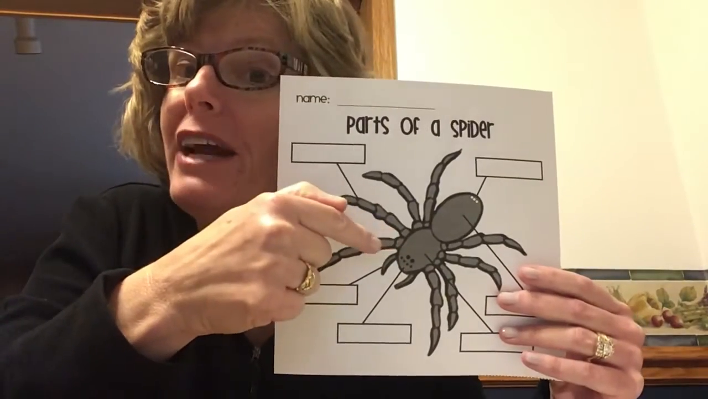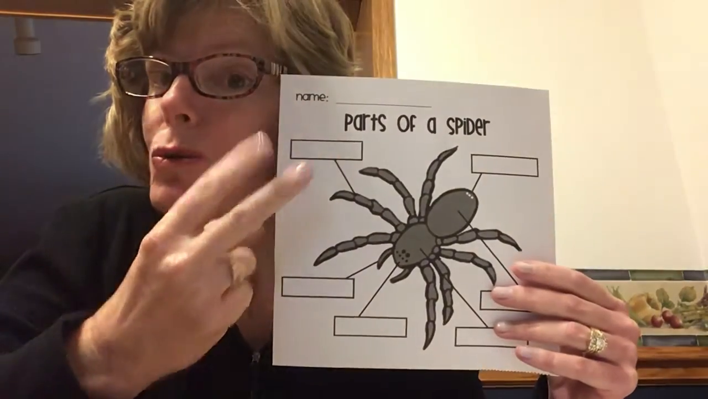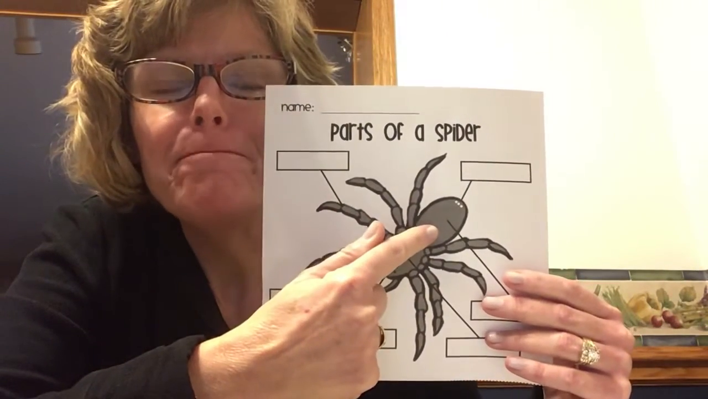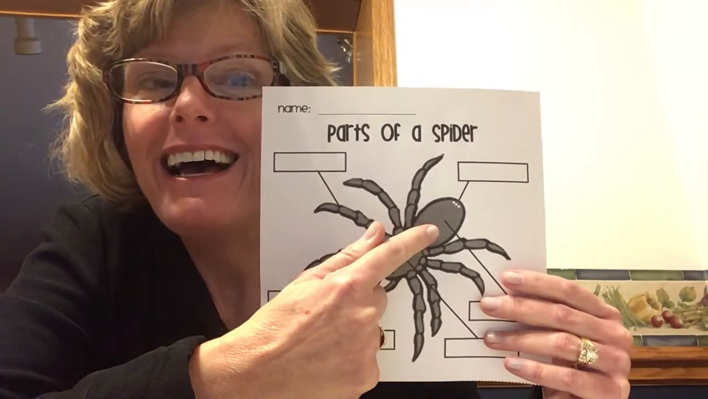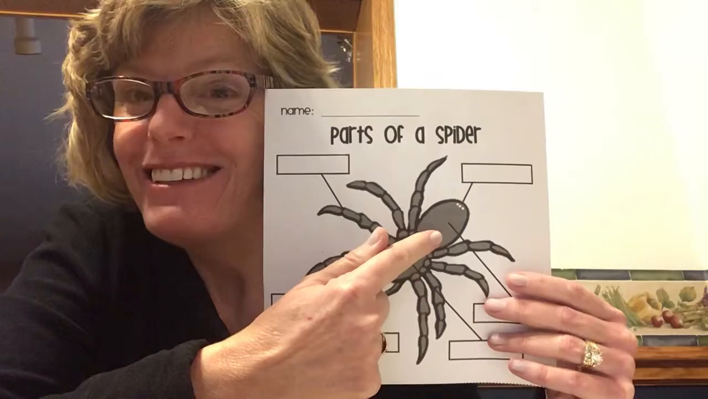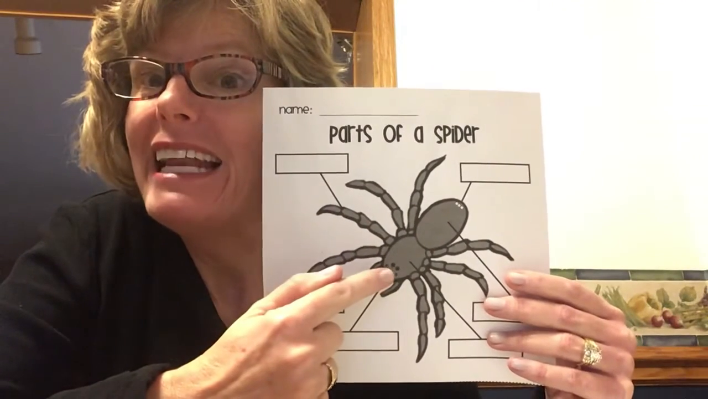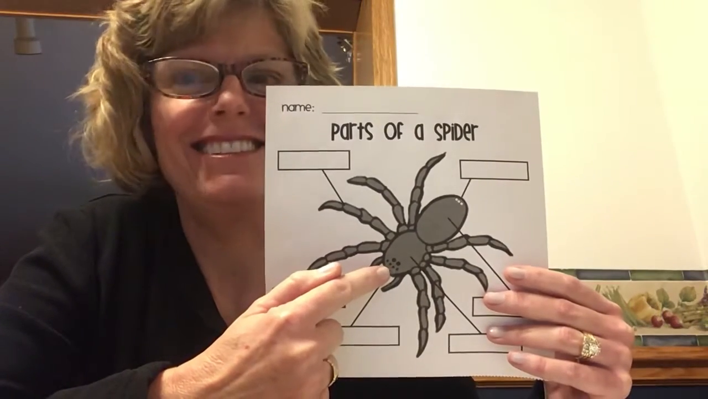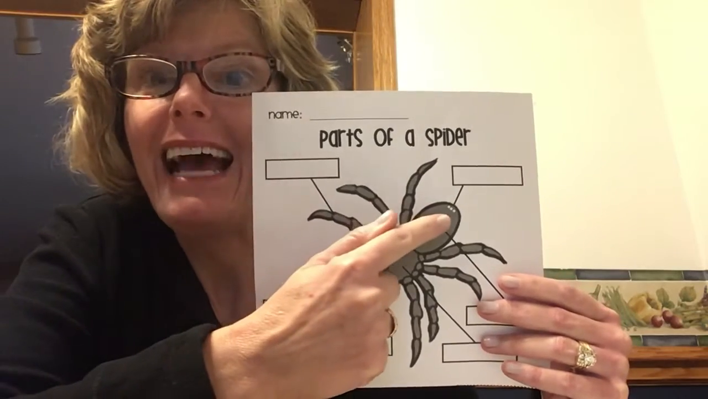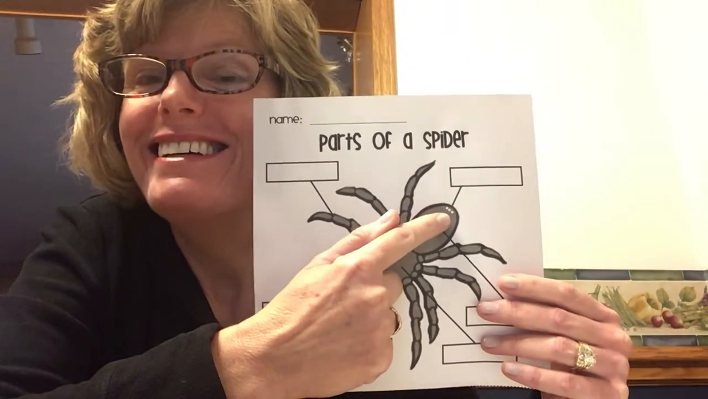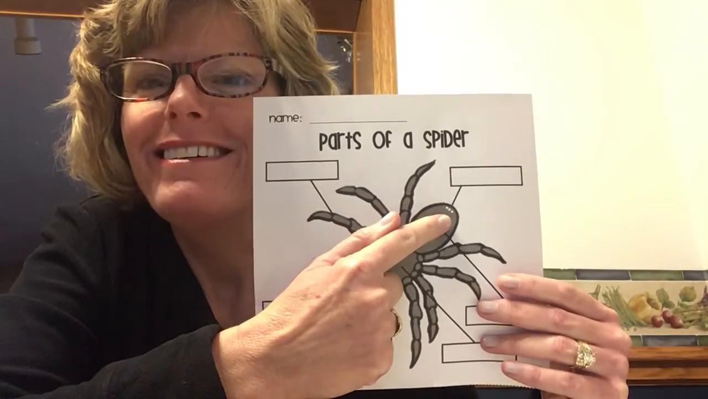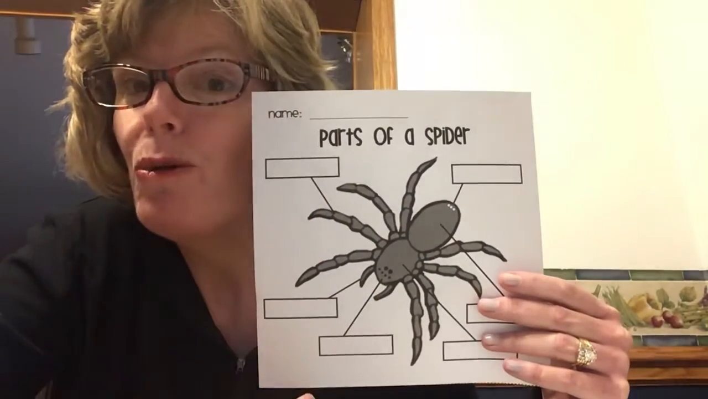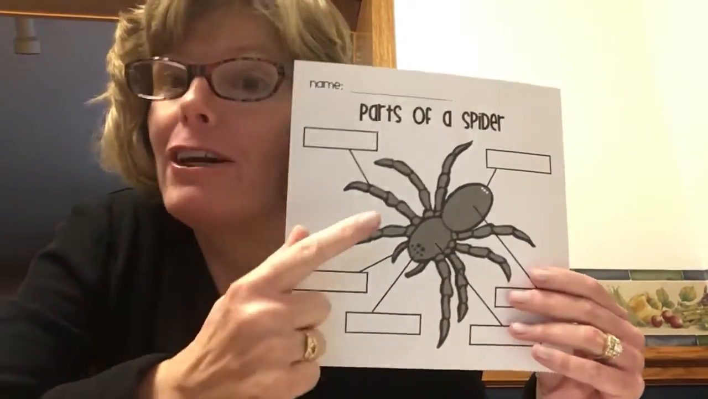So we know that a spider has 8 legs, 2 body parts, the head and that big word, abdomen. Super. And then it has eyes. How many eyes? 6. So smart. And then it has spinnerets. What are the spinnerets used for? Right. To make the silk that spun into the web. Very good.